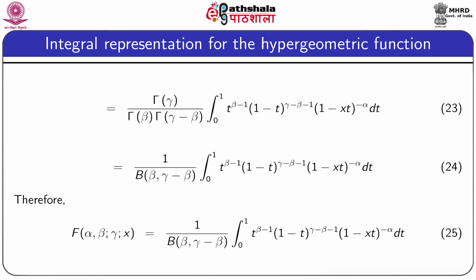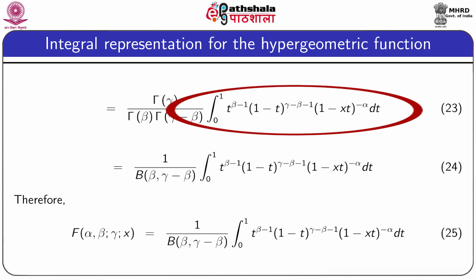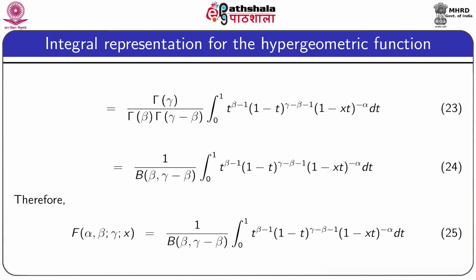And hence this can be written as gamma function gamma divided by gamma function beta, gamma function gamma minus beta, integration 0 to 1 t to the power beta minus 1, 1 minus t to the power gamma minus beta minus 1, (1 minus xt) whole to the power minus alpha dt, given by equation 23. This is one of the integral representations for the hypergeometric function, which is given by equation 23.